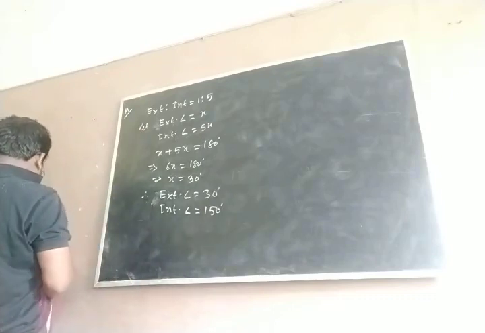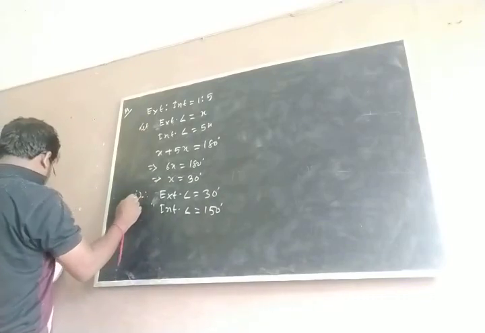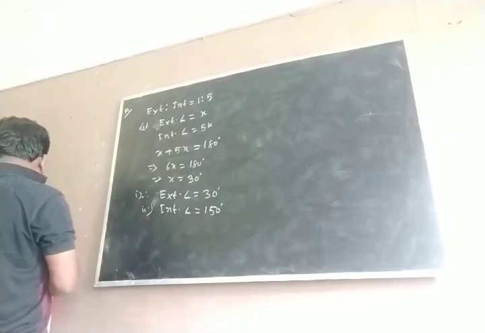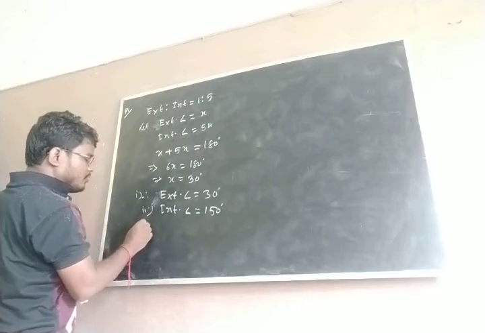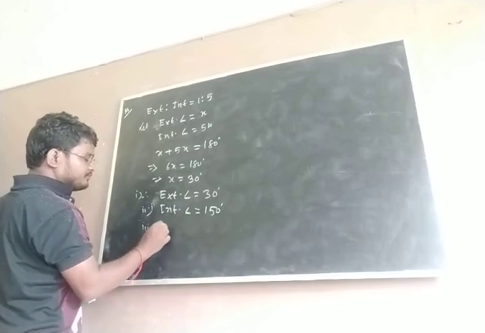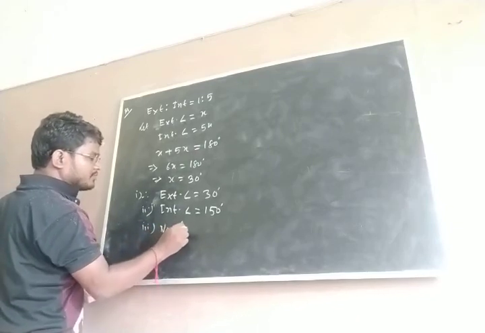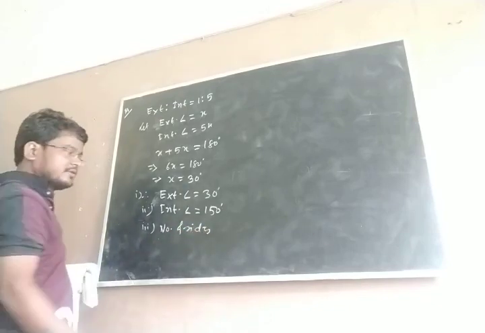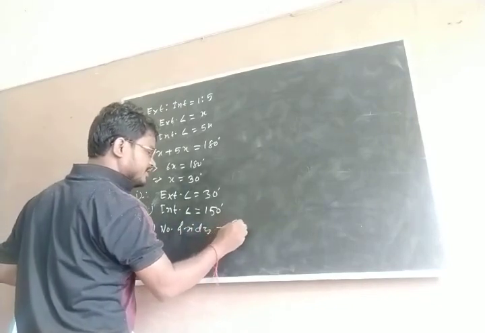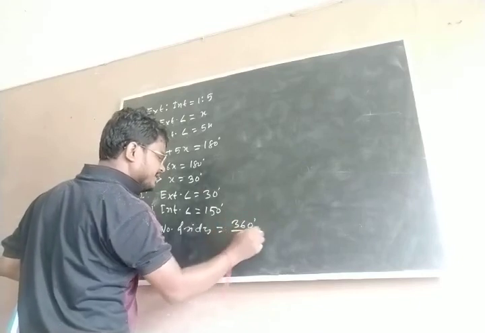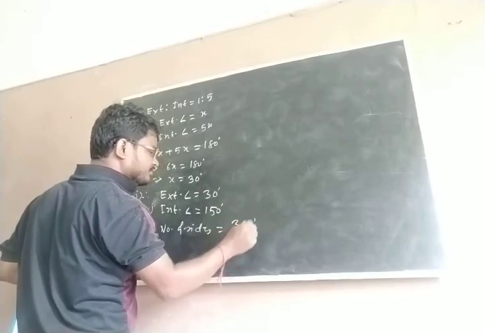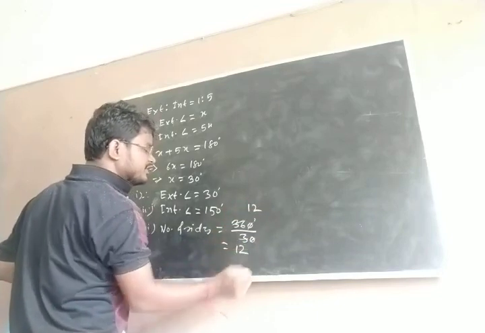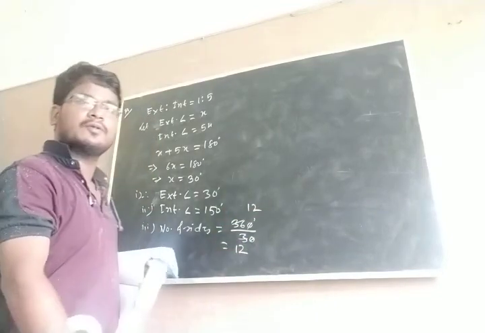You found the measure of the exterior angle and the measure of the interior angle; now the number of sides in the polygon. There is a formula: number of sides equals 360 degrees by each exterior angle, which equals 12. This is the number of sides. Okay.